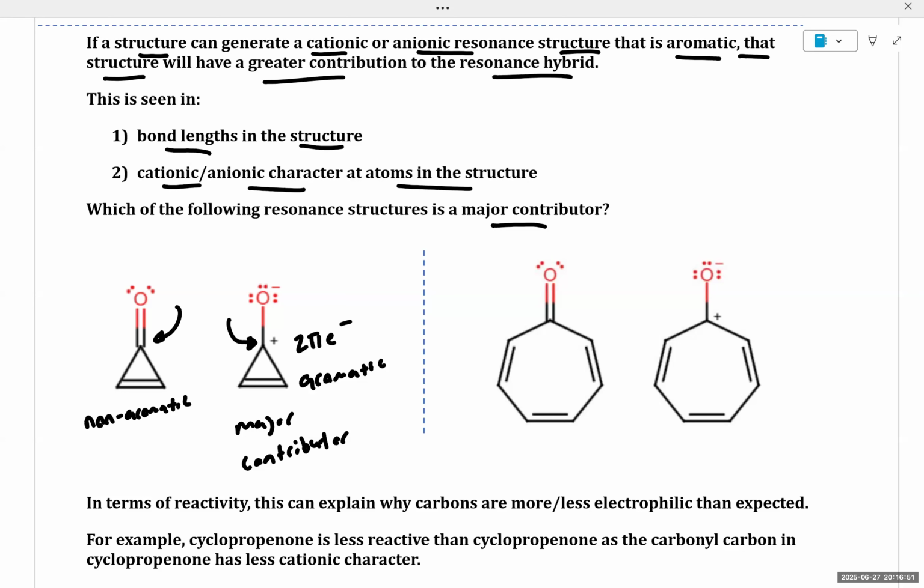It's the same reason why, if we look on the right, this ring has 6 pi electrons. So this contributor is a major contributor to your actual structure. What this means is this carbon-oxygen double bond has a lot more single bond character and is a lot more polarized than usual because this contributing resonance structure plays a much bigger role in the actual structure that we observe. It's a major contributor because it is an aromatic structure.